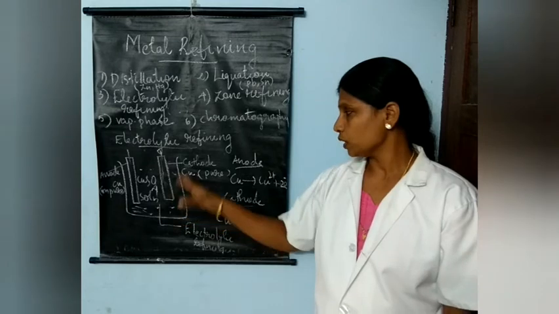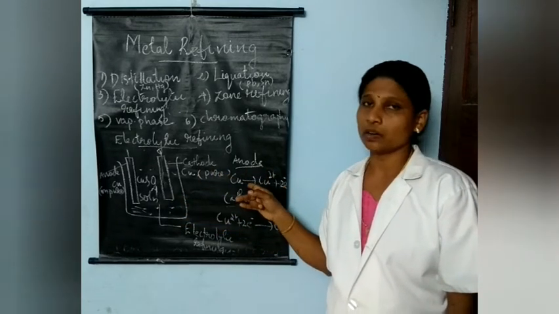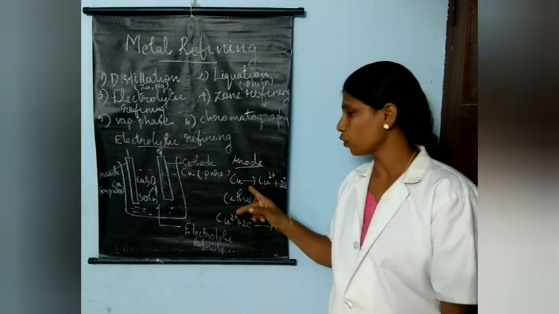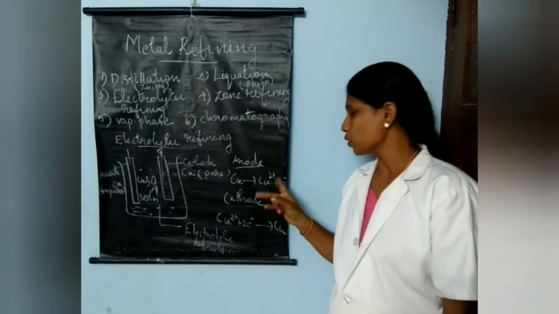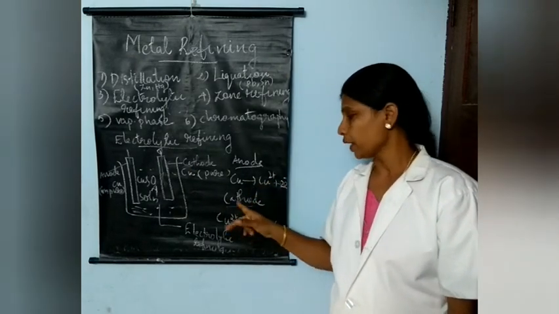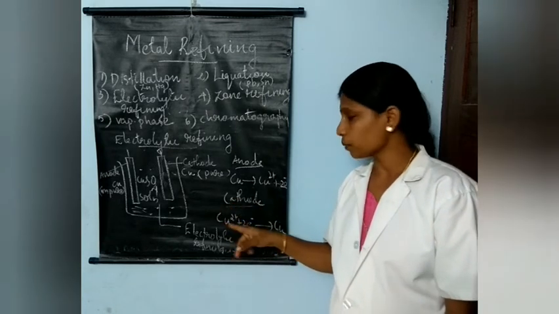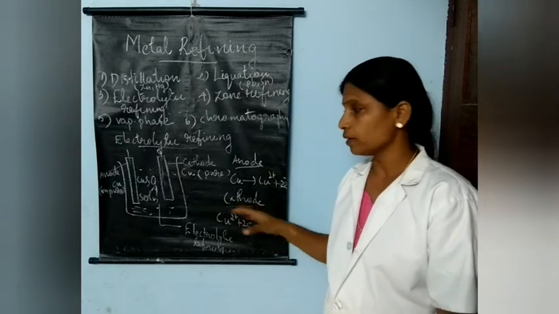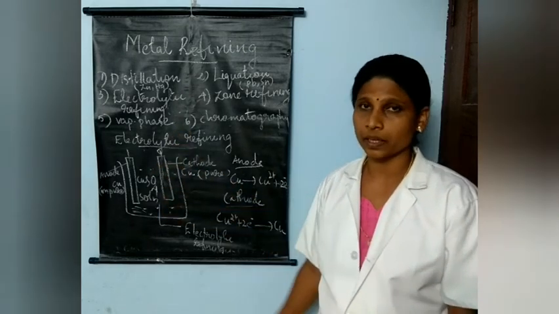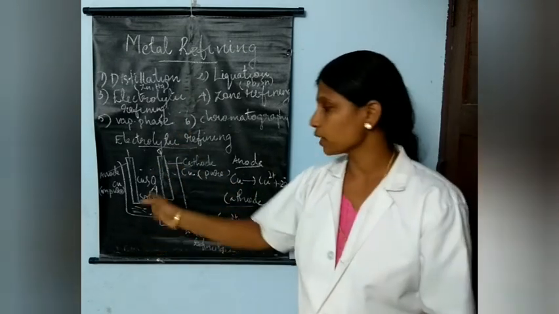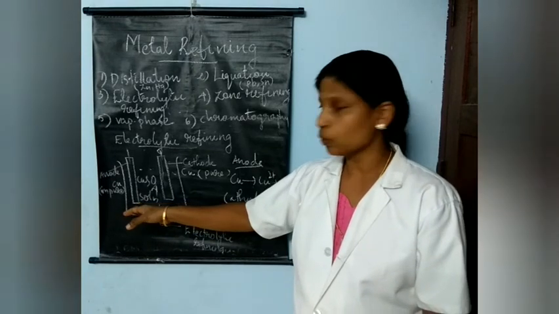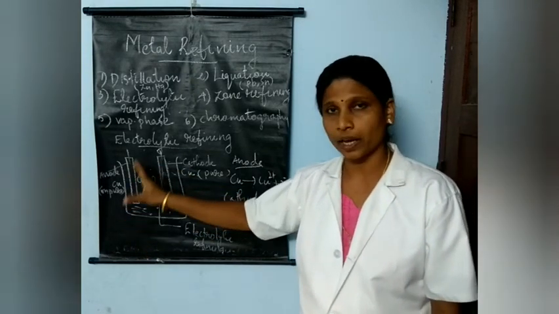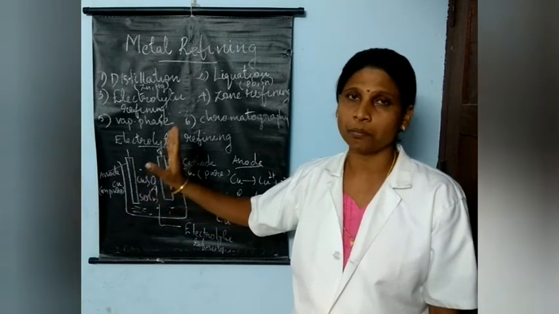Anode reaction, oxidation: Cu gives Cu2+ plus 2 electrons. Cathode reduction: Cu2+ plus 2 electrons gives Cu, and the copper is deposited at the cathode. And what about the impurities? The impurities settle at the bottom of the anode as anode mud.